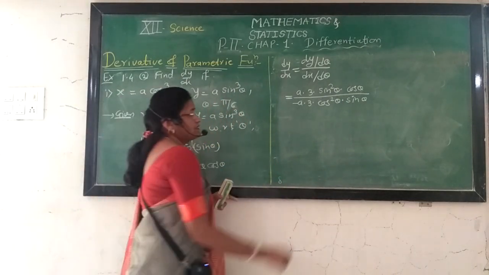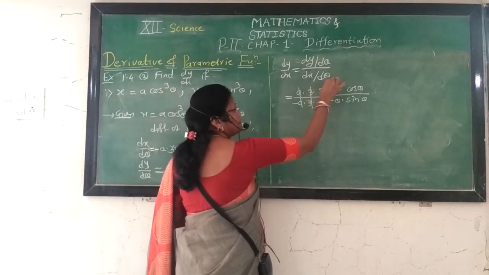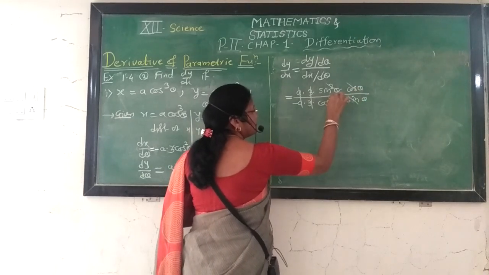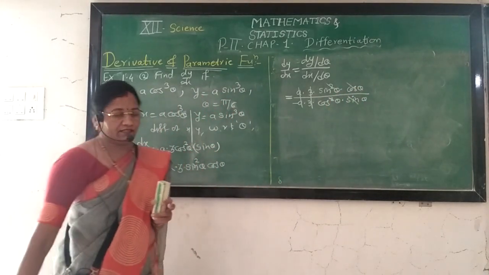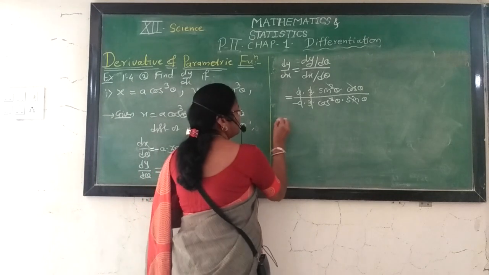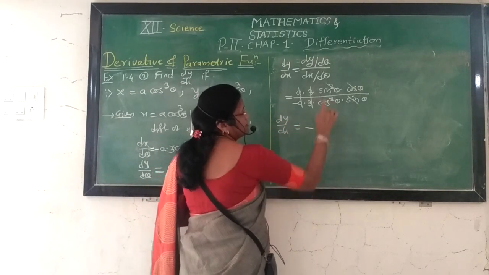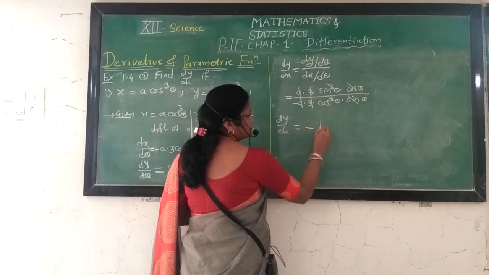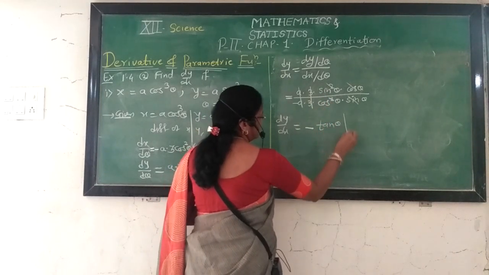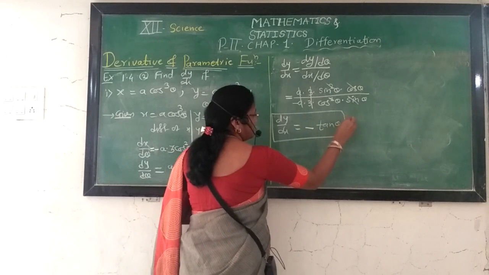Now simplify this. The A cancels, the 3 cancels, one of the sin ratio cancels, one of the cos ratio cancels. You get that the value of dy by dx is equal to minus sin theta upon cos theta, that is minus tan theta. This is the value of dy by dx.